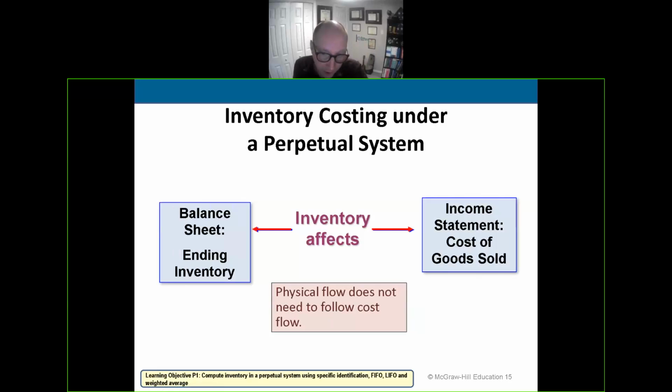So with the perpetual inventory system, I'm using the scanner and it's updating my balance sheet, ending inventory, and it's updating my cost of goods sold every time I scan the barcode. Those are the effects it has on the inventory.